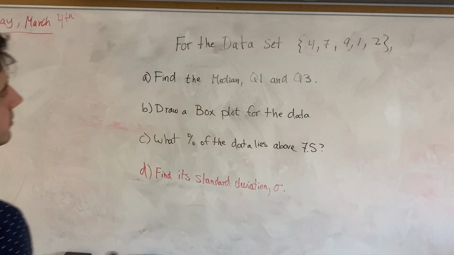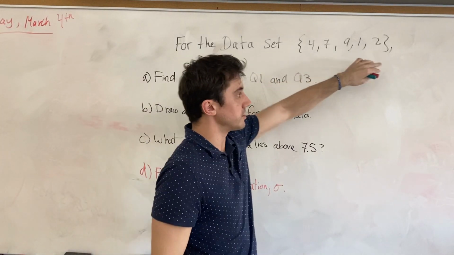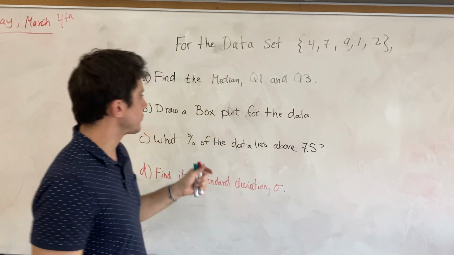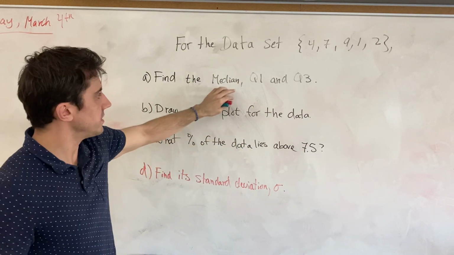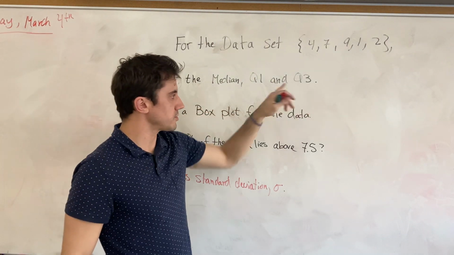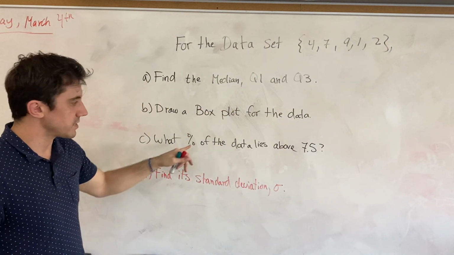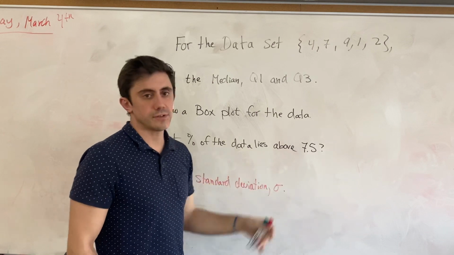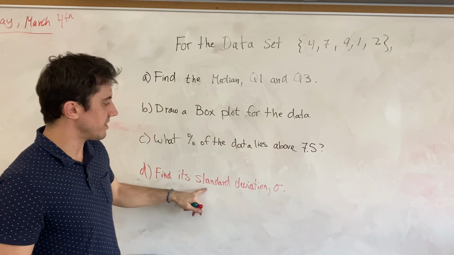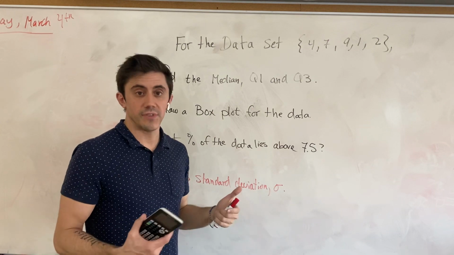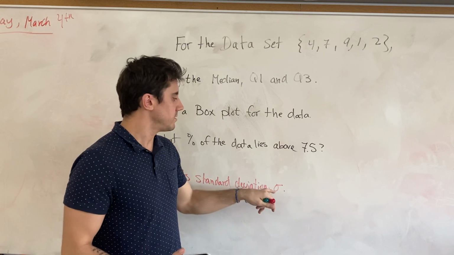Good afternoon, everyone. Today we're going to look at a data set of 4, 7, 9, 1, and 2, a fairly small data set, and we're going to draw a box and whisker plot for the data using the median, lower, and upper quartiles, Q1 and Q3. Then we're going to look at the percentage of data that lies above 7.5. You'll see why I used that value in just a moment. And finally, we'll look at the standard deviation, the square root of its variance, sigma.